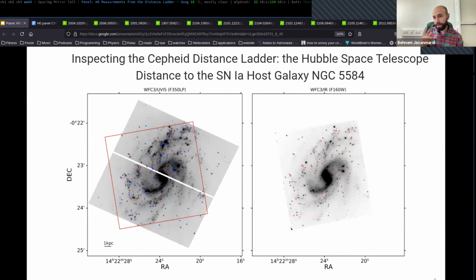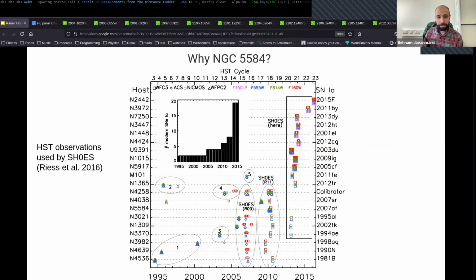observed. Maybe then this part you can go to slide 7, so I can elaborate more. So yeah, these are the HST observations. This is a figure from Riess et al. 2016. These are the HST observations of all these 19 supernova host galaxies.